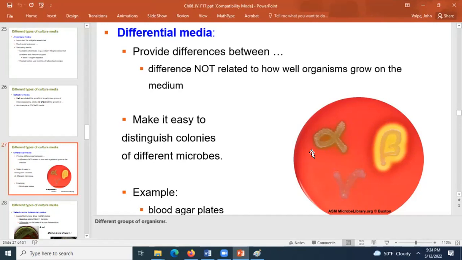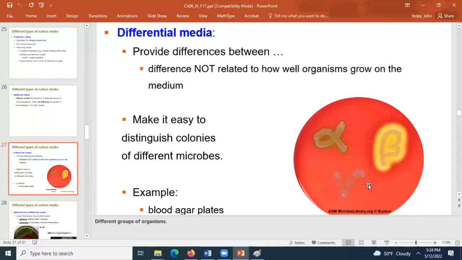It's also the darkening inside the alpha. The third possible hemolytic reaction is beta hemolysis, or complete hemolysis. And that is where the red blood cells are totally lysed.